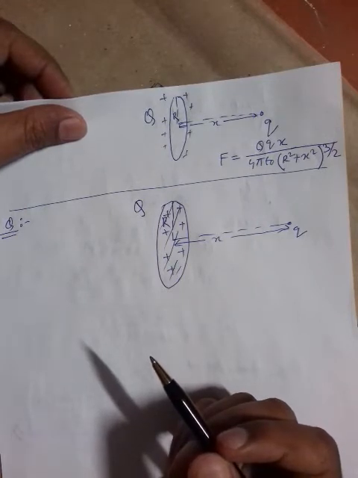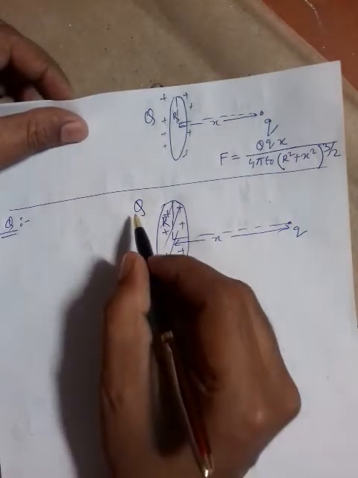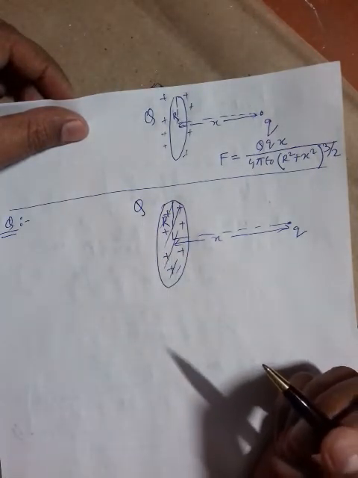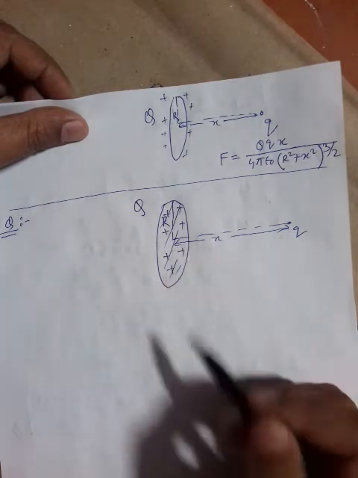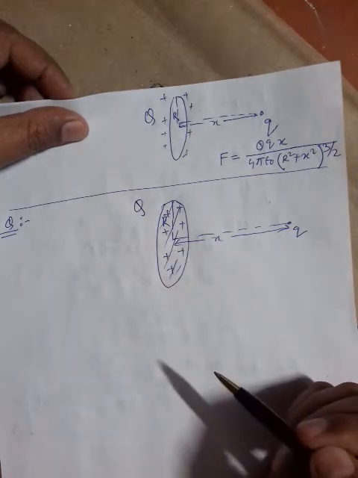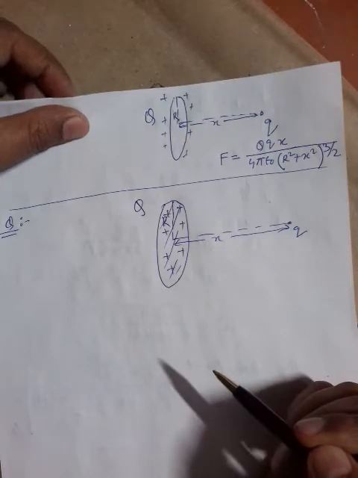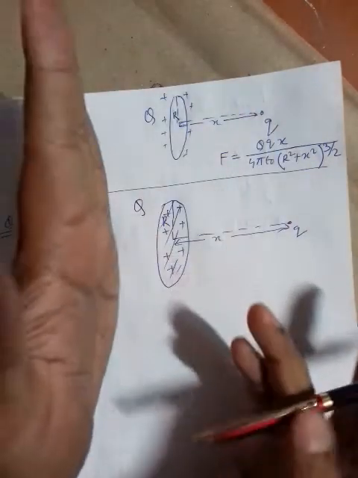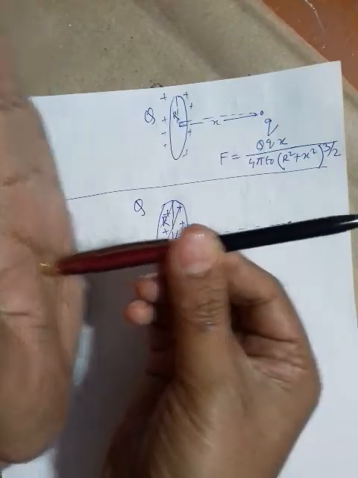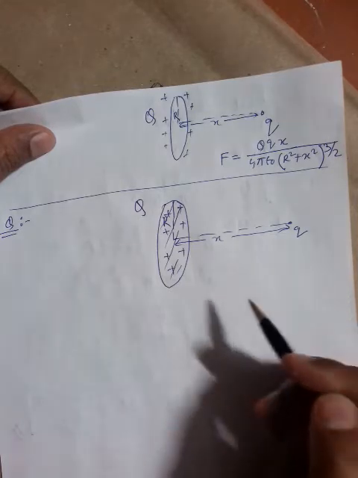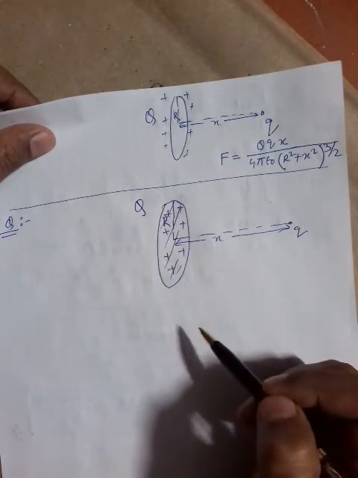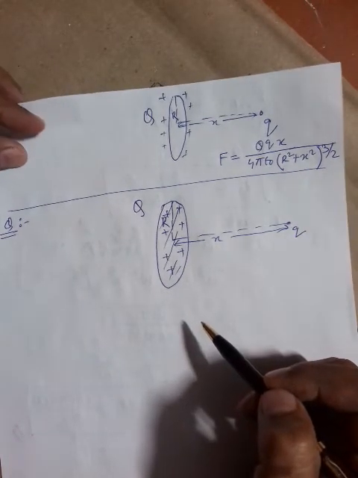Figure shows a uniform circular disc of radius r carrying total charge Q, with a point charge small q at a distance x from the center on its axis. Meaning whatever the disc, it is the disc, and the point charge is along the axis of the disc. Find the force acting on the point charge q.